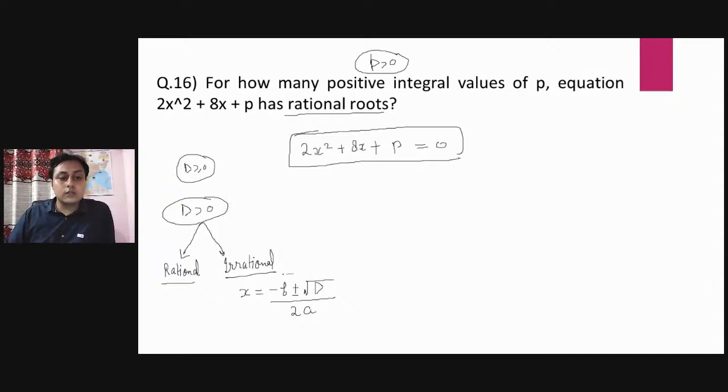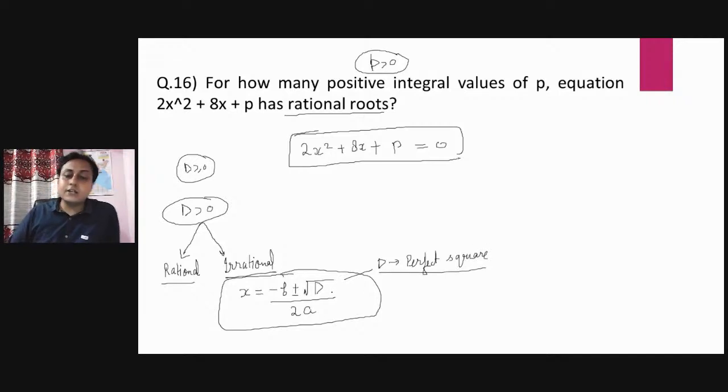So for rational roots, you must eliminate this square root. So for rational roots, this discriminant should be a perfect square. Otherwise, if the discriminant is not a perfect square, we'll get irrational roots, meaning the root will remain. So for rational roots, either the discriminant equals 0, or the discriminant is greater than 0 and it should be a perfect square, right?